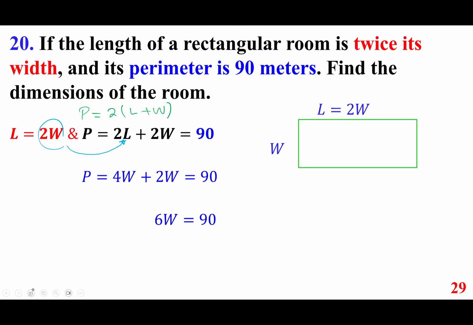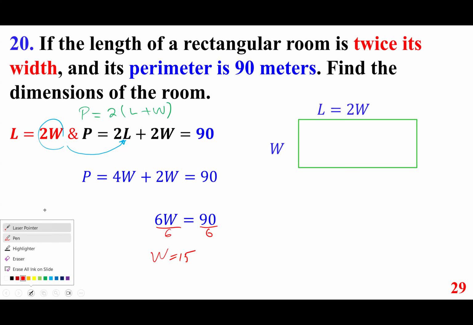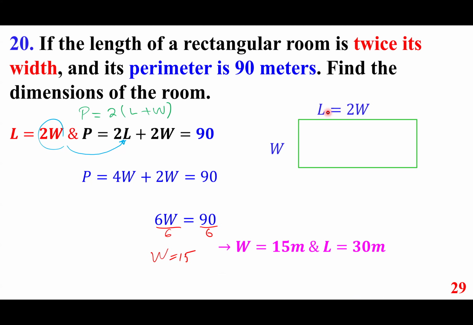And now if we divide by 6, W becomes 15, and go back, you look at this one, the units. Every application problem, you must answer with the proper units. 15 meters, the length is 2 times that, 30 meters. Does it make sense? Here's how you check pretty fast. If you add them up, you get 45, times 2 is 90, and that's a proof we haven't made a mistake.